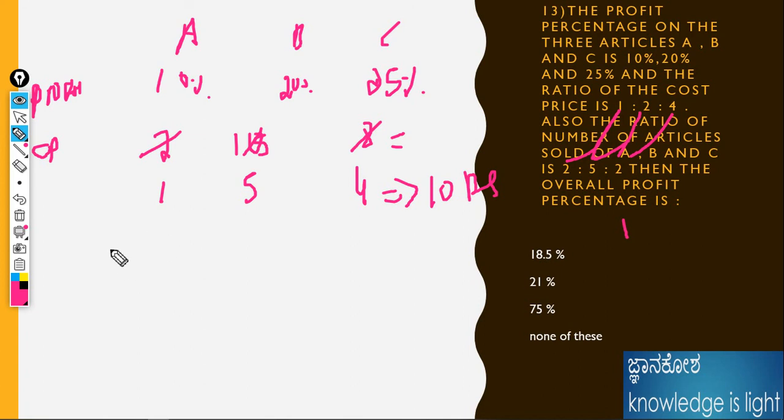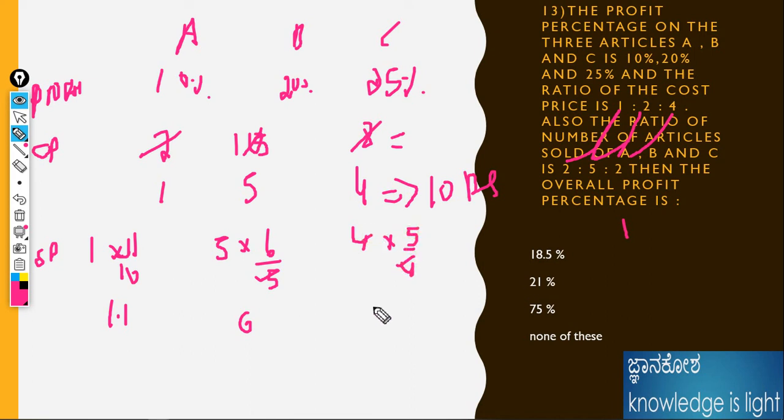10% means 11 by 10, that is SP is equal to 1.1. Therefore 5 into 20% is 6 by 5, that is 1 by 5. 20% we already know, 1 by 5 is 6 by 5. Therefore 6 is the thing here. 4 of 25% profit means 5 by 4, 4 4 cancel, that is 5. The total is 5, 11 and 12.1.